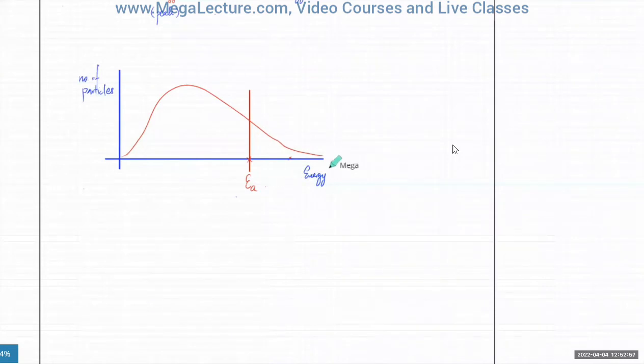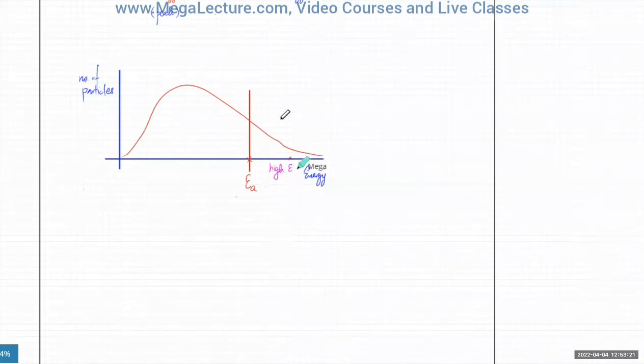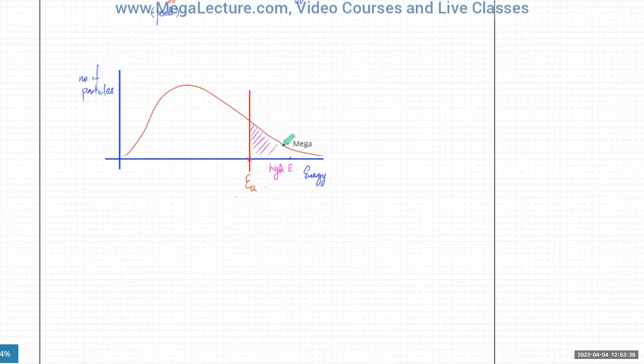This extreme right end is your high energy end. The height of the graph represents the number of particles. So at high energy, you have these many particles. At this particular energy, you have these many particles. At this extremely high energy, you have these many particles. These particles are the ones that can effectively react. Why? Because these are your high energy particles. They will bump into each other with a lot of force.